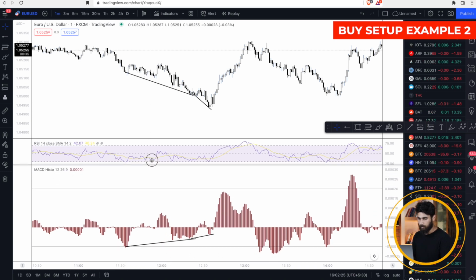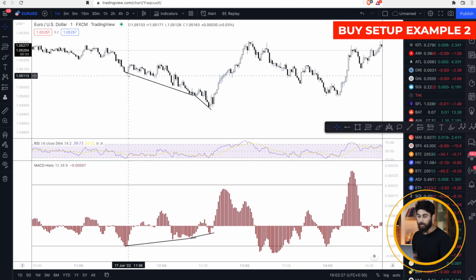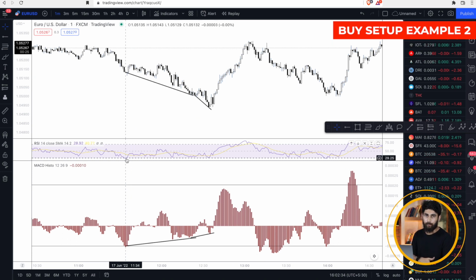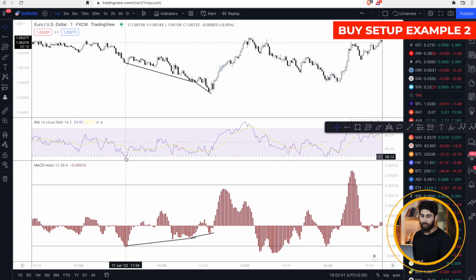And also, there is one more rule which I forgot to tell you in the first example. The RSI should also be oversold, right? With this, the RSI should also be oversold. So if you could see, the RSI at this point is touching this level, that is the 30 level or below it, which means that the RSI is also oversold. So with that, we have the histogram on the 0.00010 level or below it.